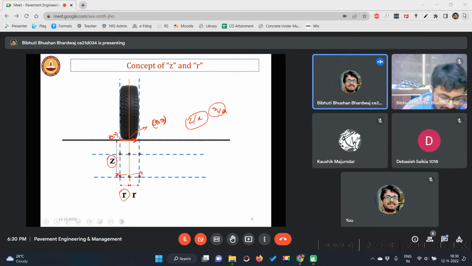Basically there will be a wheel load of which you know the contact radius a. You know how to find the contact radius. If this is load P, and you know the tire pressure, small p, then P by small p is the area, and the area is pi a square. So this is a, and this much is twice a. Okay, I think you remember these things, right?